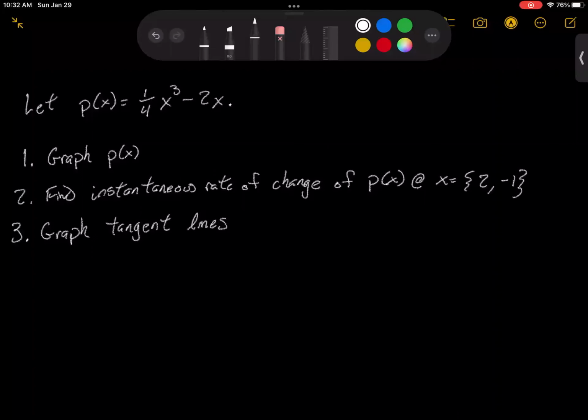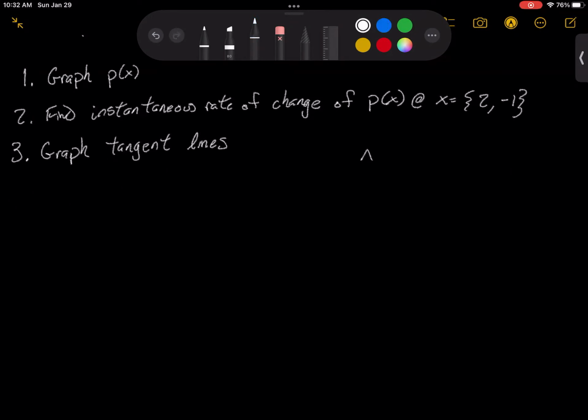All right, we have p of x, which is a third degree polynomial defined up here at the top: 1/4 x cubed minus 2x. And we're going to talk about the derivative of p of x at a few points using the limit definition of the derivative. So first part, let's graph it, right? Because the algebra should always make sense with the graph.